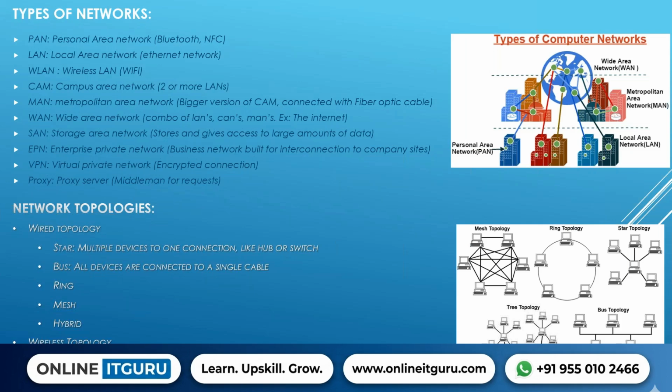And the proxy server is basically the same thing as a VPN, except instead of sending your connection straight to the server, you send it to a proxy, and then that sends the connection to the server. And then network topologies, we have 5 different types: star topology, bus topology, ring, mesh, and hybrid. And then the wireless one is ad hoc.